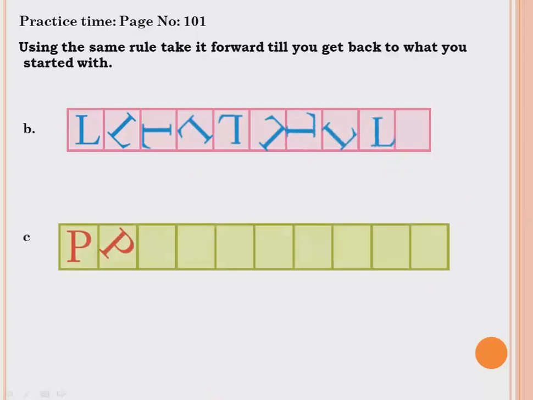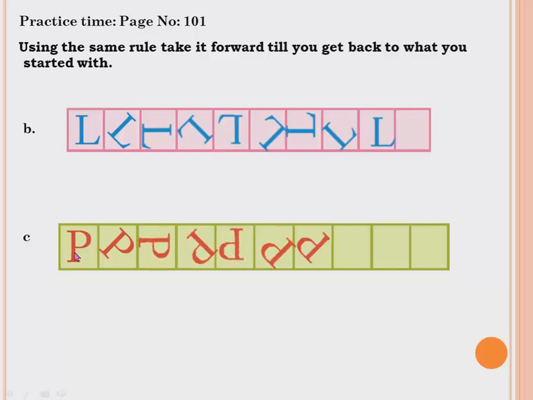Now let's see the next one. P. Letter P is given. Slanting position. From slanting position it will come to the sleeping position. From sleeping position to again down slanting position. Again the down position.